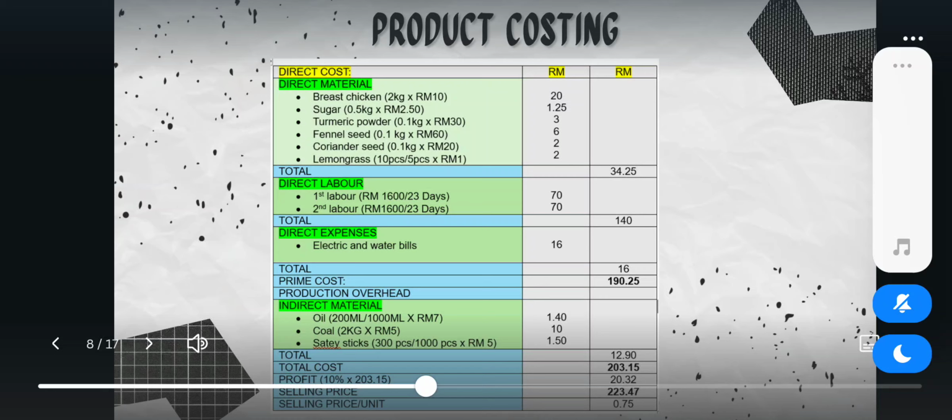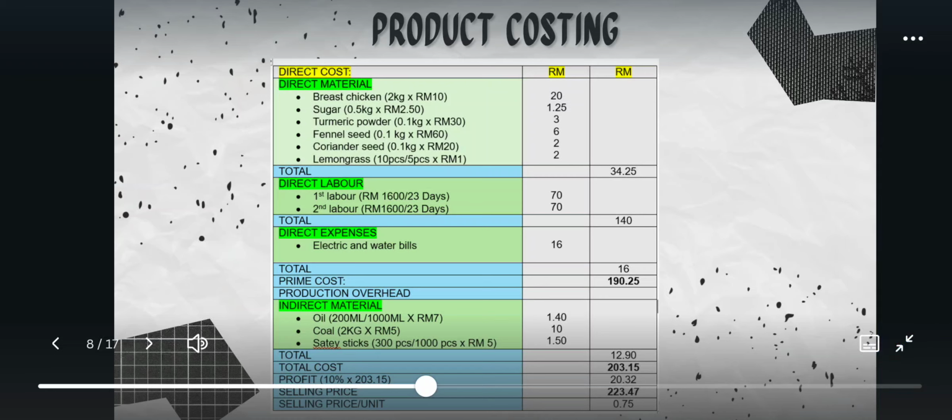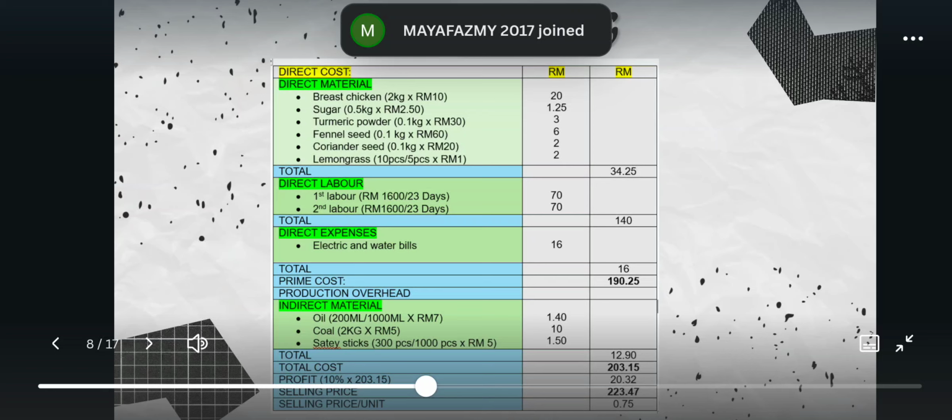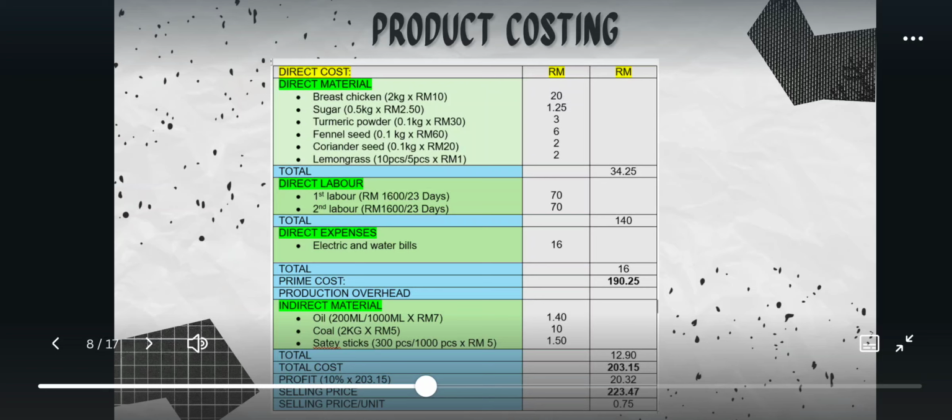For the direct labor, we have two labor. For the first labor, it is 1,600 ringgit divided by 23 days. The answer will be 70, and same as the second labor, 1,600 ringgit divided by 23 days. The answer will be 70, and 70 plus 70, the total is 140 ringgit. For direct expenses, which are electric and water bills, the price is 16 ringgit.